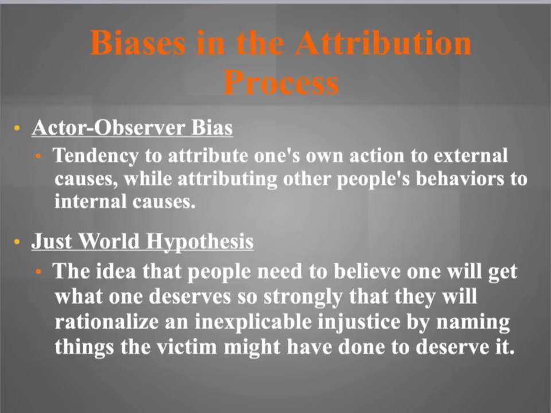Sometimes people need to believe one will get what one deserves so strongly that they will rationalize an injustice by naming things the victim might have done to deserve it. This is known as the just world phenomenon. Unfortunately, this is the case sometimes in matters of sexual assault. The victim may be blamed for the assault because of the revealing clothing she was wearing or because of her bad reputation. Despite all those things, even if they are true, sexual assault is inexcusable and should not be tolerated by society. However, the perpetrator may use the just world phenomenon to justify his actions in his own mind to subconsciously cope with the assault he committed.